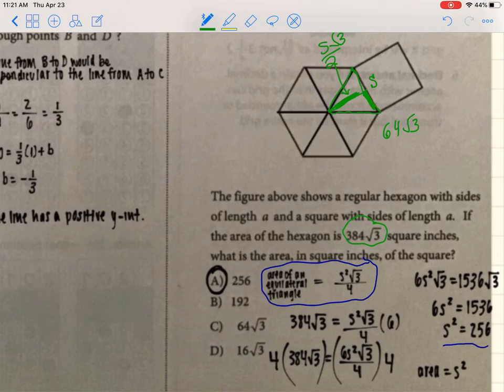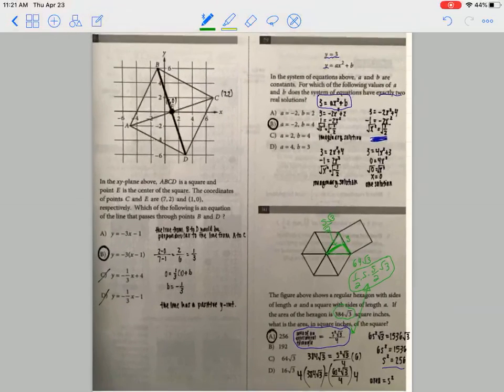And so 64√3 is 1/2 base times height. And actually that's where that formula s squared √3 over 4 comes in. So I did want to show you that. So it is possible to just derive it yourself very quickly, or you have memorized it from a geometry class.